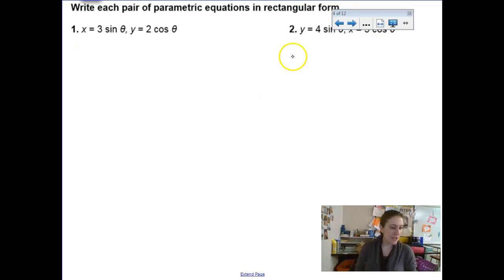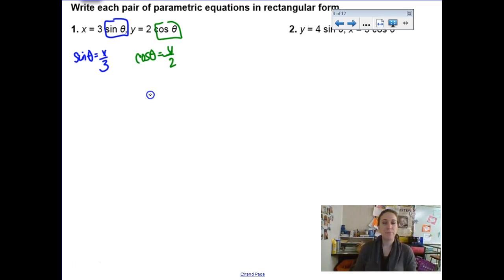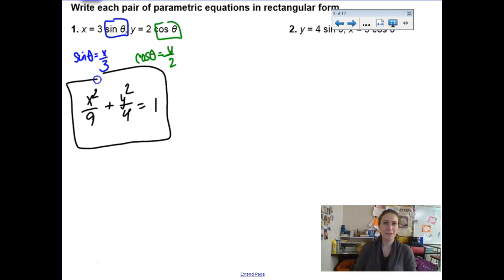Here in your notes, very similar questions. We're going to have to solve for sine and cosine. If I rearrange this equation, sine theta is x over 3. And then rearranging this equation, cosine of theta is y over 2. So again, using our Pythagorean identity, sine squared plus cosine squared would be x squared over 9 plus y squared over 4 equals 1. And write each pair in rectangular form. I think I'm done. That's all they wanted. That wasn't too bad at all, was it?